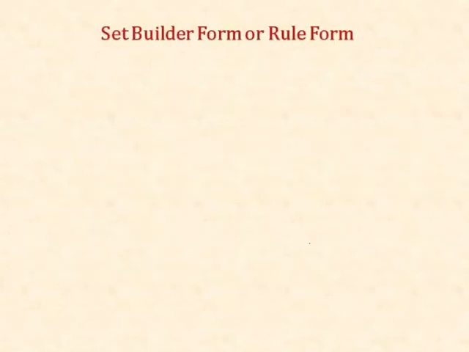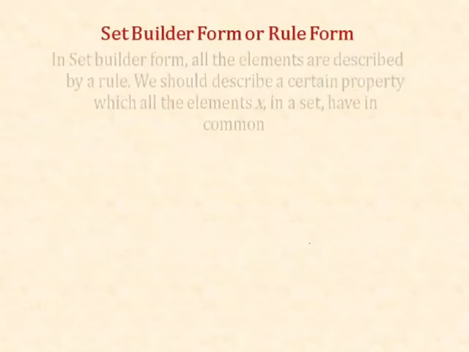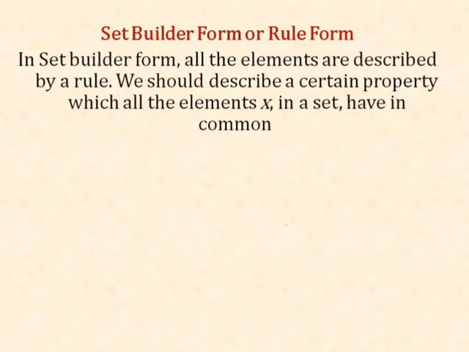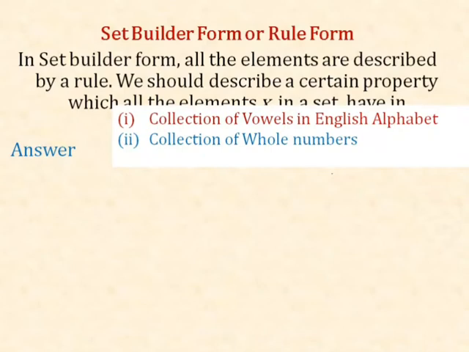Now we are going to write in set builder form or rule form. In set builder form, all the elements are described by a rule. We should describe a certain property which all the elements X in a set have in common. So the question is: collection of vowels in the English alphabet. Here the common property is vowels in the English alphabet. This characteristic property we are going to write.